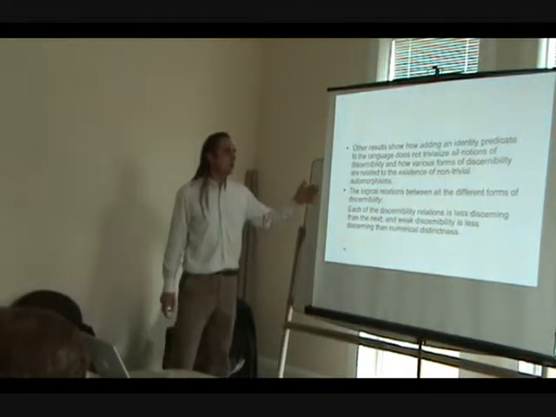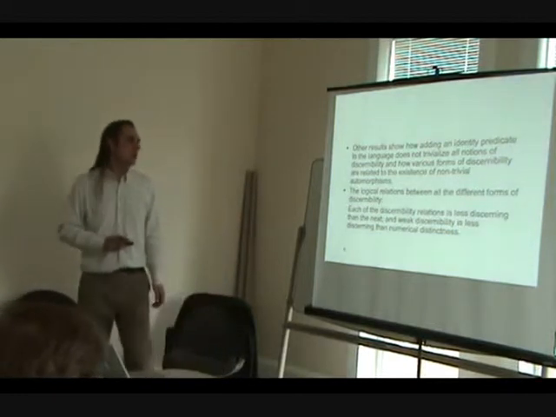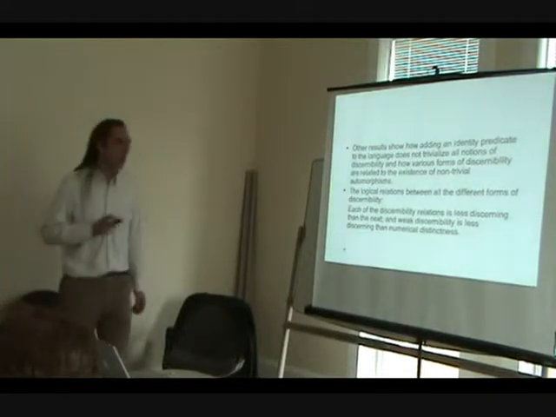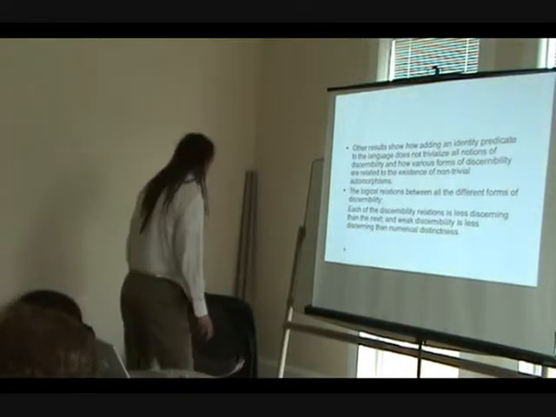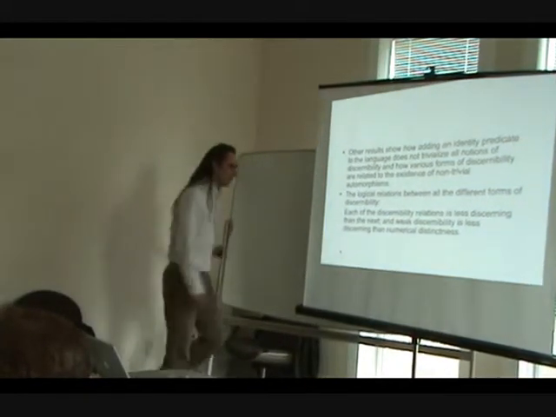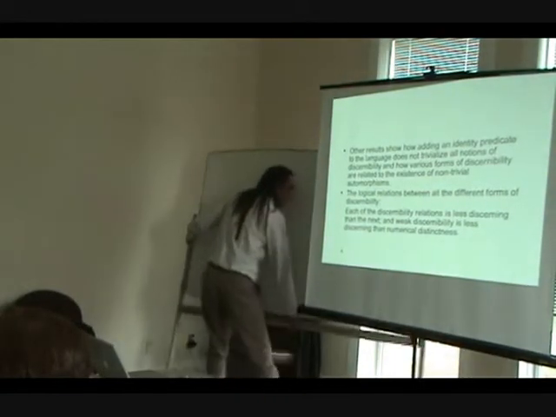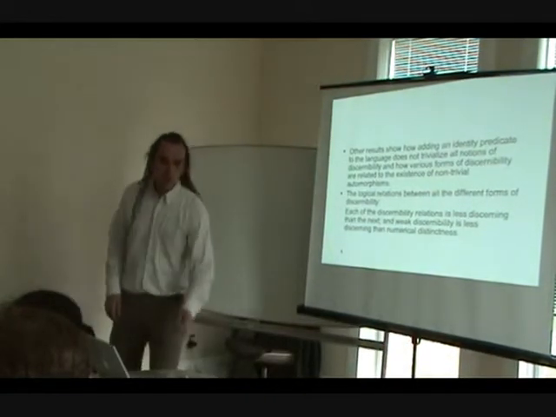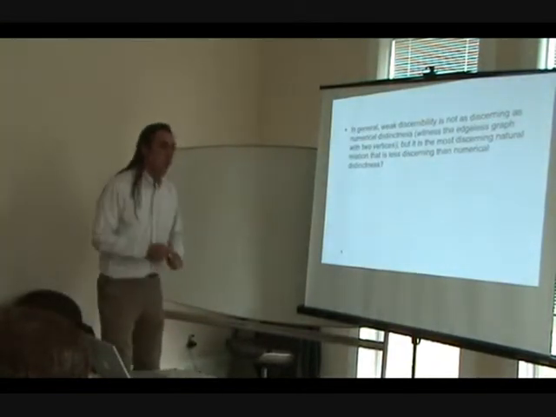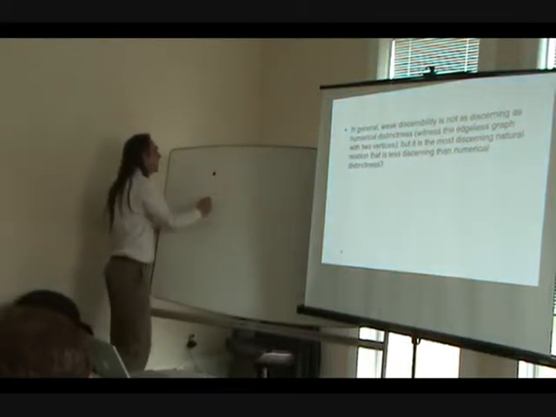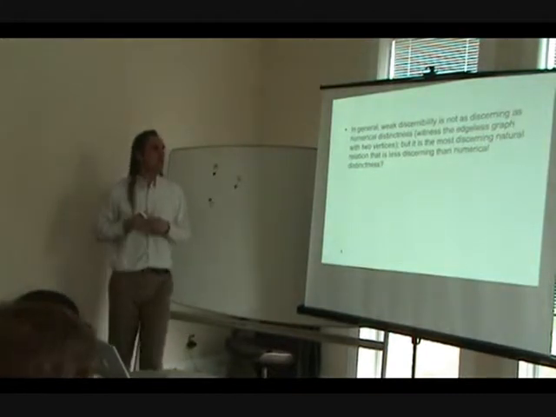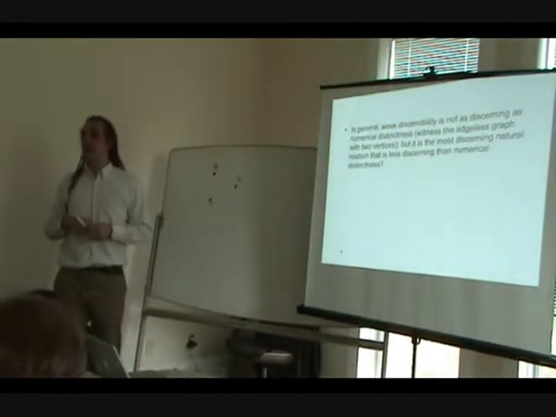So, what are the logical relations between these different forms of discernibility? Well, each of them is less discerning than the next, and weak discernibility is less discerning than numerical distinctness. Okay, so that might be obvious, but let me give you some examples. Graph theory is neat for doing all this kind of stuff. So if you just take an edgeless graph with nodes A, B, and C, then they are not even weakly discernible, but they are numerically distinct.